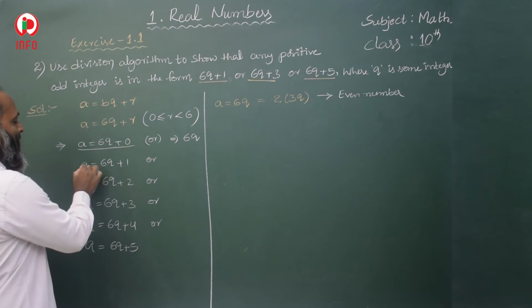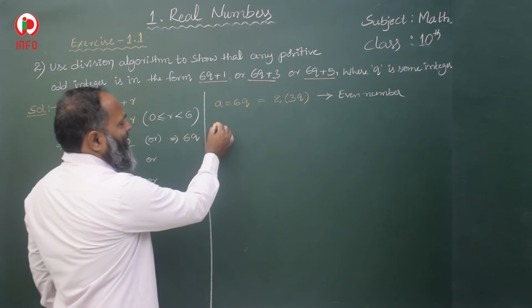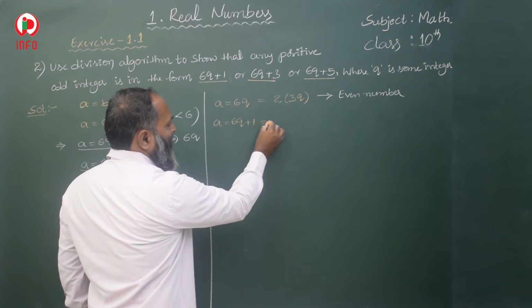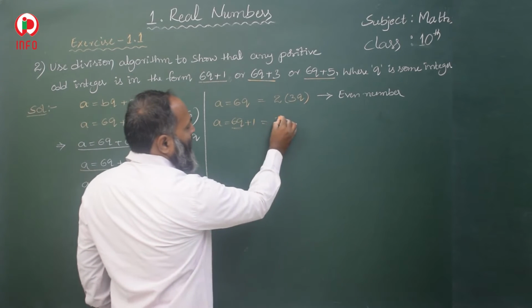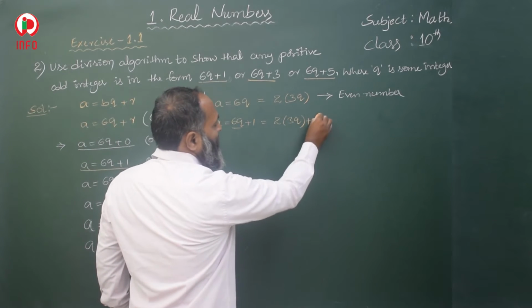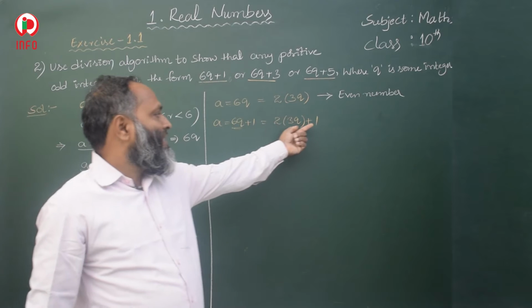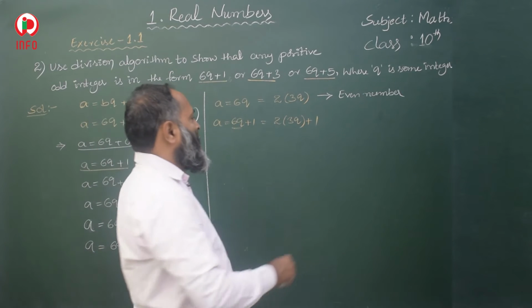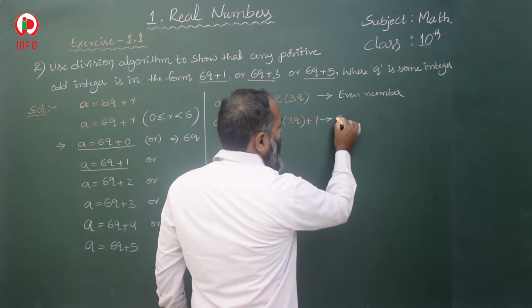Now a is equal to 6q plus 1. Here we can take 2 as a common: 2 into 3q, and this plus 1 as it is. Here plus 1 is left as a remainder. We left 1 as a remainder, so this is an odd number.